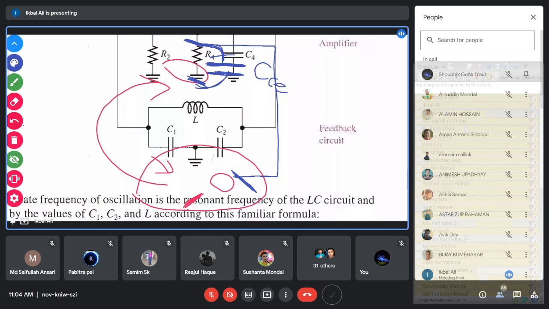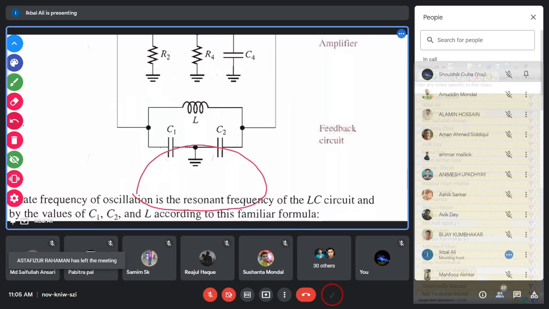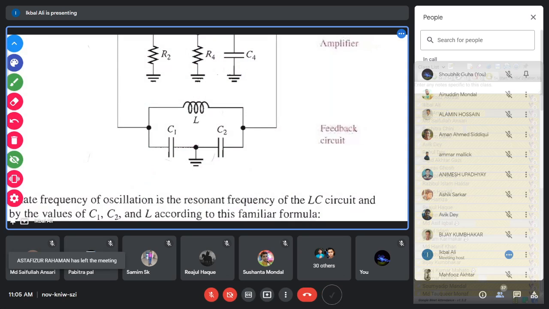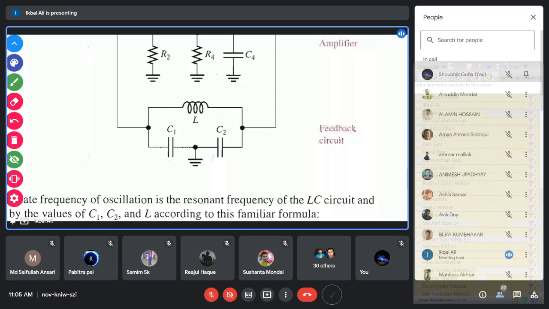Instead of only C2, that is the junction capacitance between collector and emitter. That capacitance appears in parallel to C2, just the same way as the C1 capacitor is affected. So instead of C2, you now have another stray capacitance in parallel with C2. That stray capacitance is CCE, the capacitance between the collector and emitter. This capacitance is due to the junction capacitance of the transistor between collector and emitter.